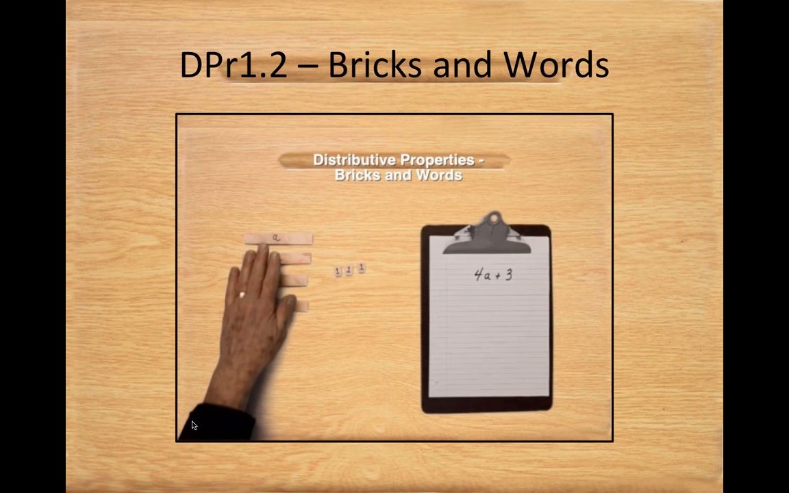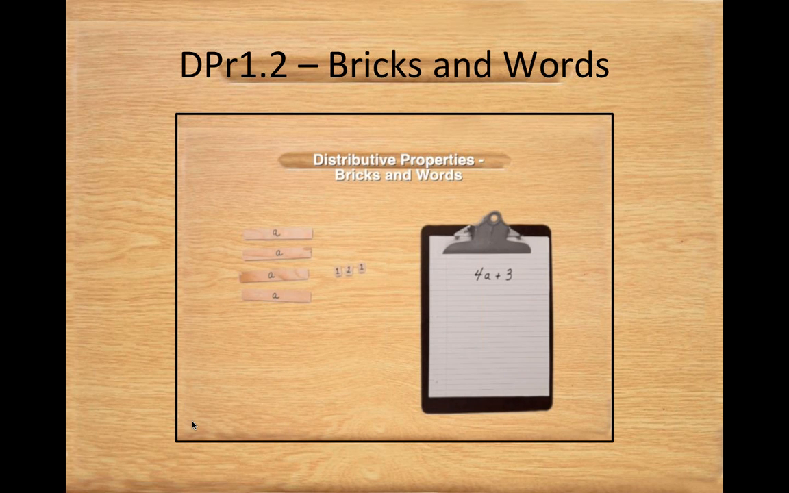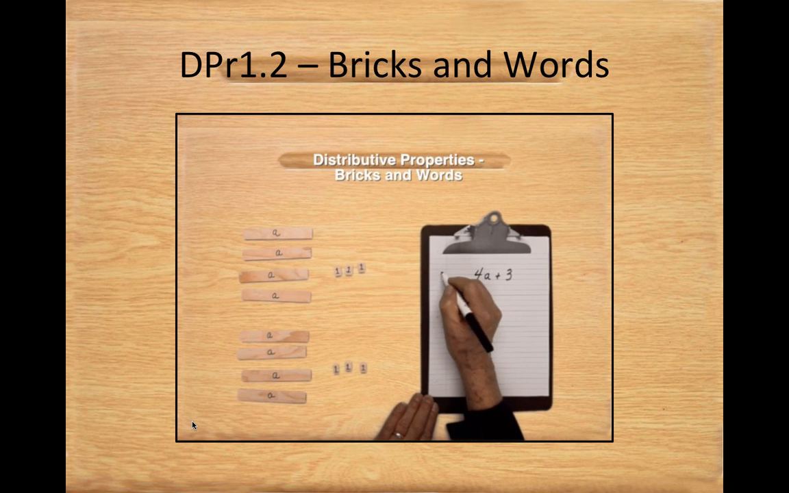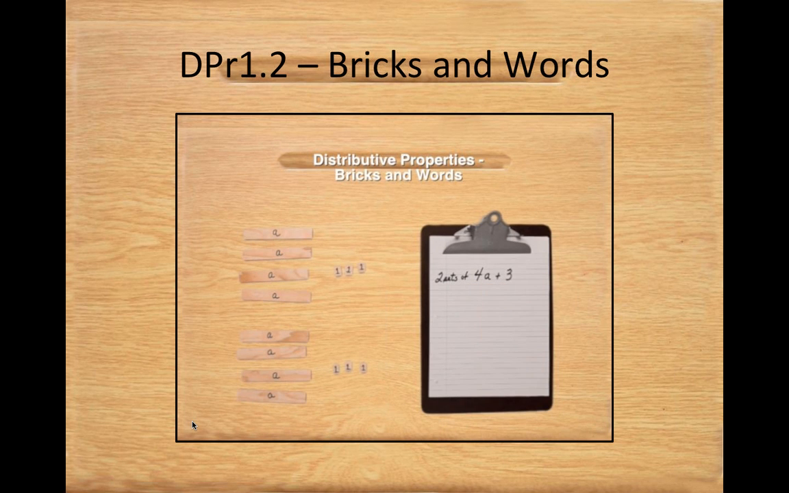And what we want to do is look at what happens if we have more than one set of 4a plus 3. So let's look at another set of 4a plus 3. So now we have 2 sets of 4a plus 3. And the question is, how much do we have?